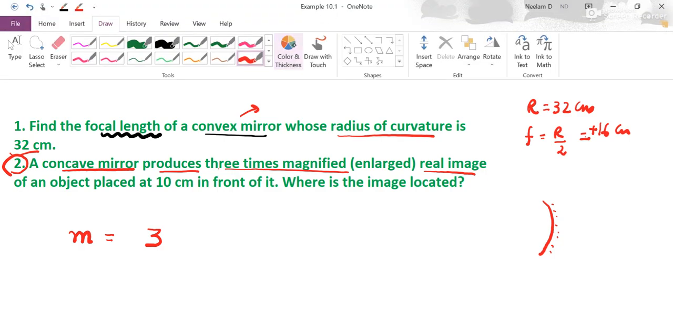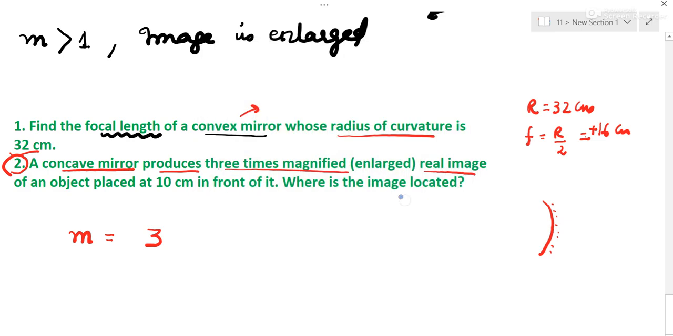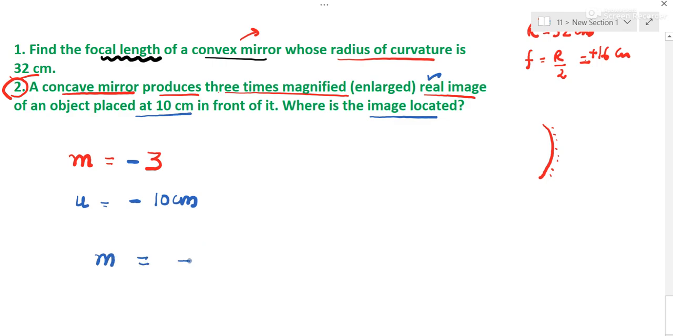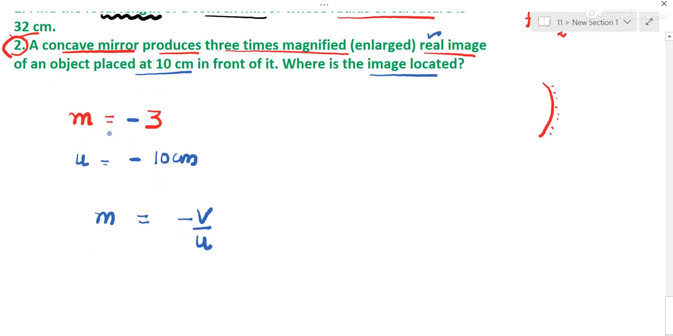If magnification is negative, that means the image is real. So for a real image, the magnification is negative. The object is placed 10 centimeter away. Object distance is 10 and object distance is always negative. So where is the image located? It is so simple. We can use the mirror magnification formula, minus v by u. The magnification's value is minus 3.